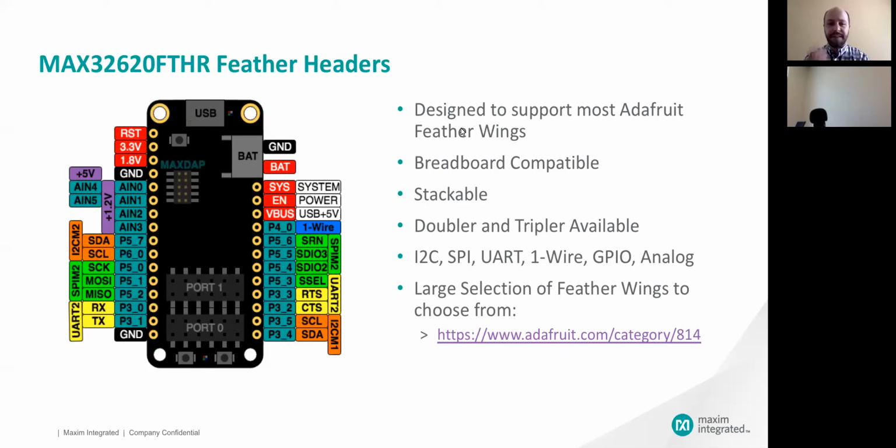Another nice thing about the Adafruit Feather form factor is that it is breadboard compatible. These are a dual row that will plug into a solderless breadboard, so they're great for that if you install those headers. It's also stackable, so you can put boards below it and above it. And Adafruit has doublers and triplers and a bunch of accessories that are available.